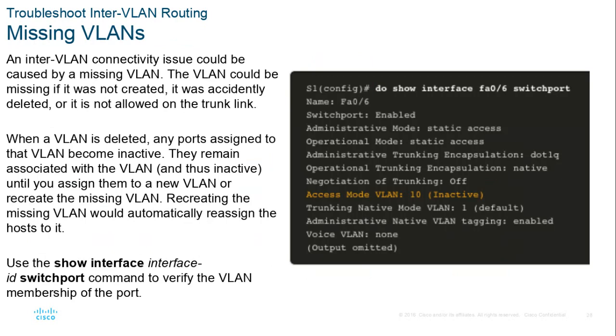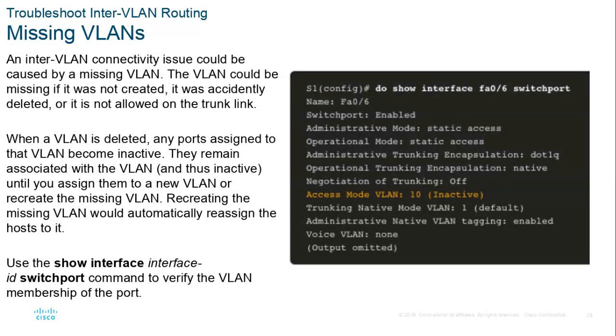Missing VLANs. An inter-VLAN connectivity issue could be caused by a missing VLAN. Maybe it wasn't created. Maybe it was accidentally deleted. Maybe it's not allowed on the trunk link. That was that weird command that we normally all VLANs are allowed on a trunking link, but we can block ones we don't want.